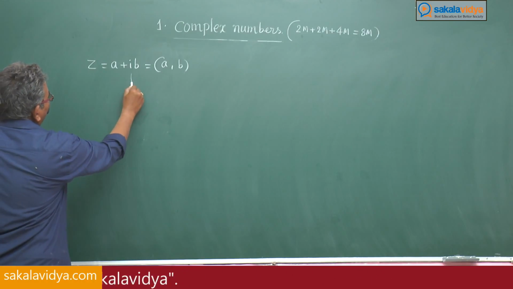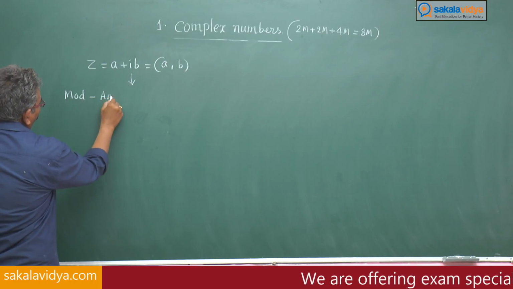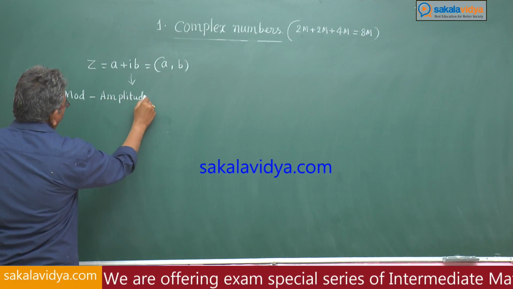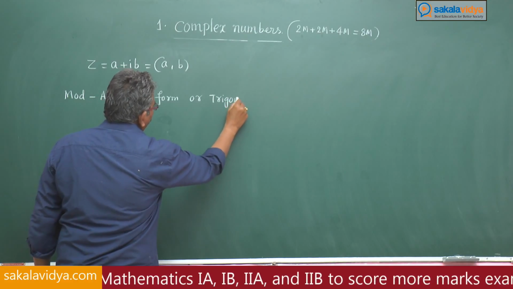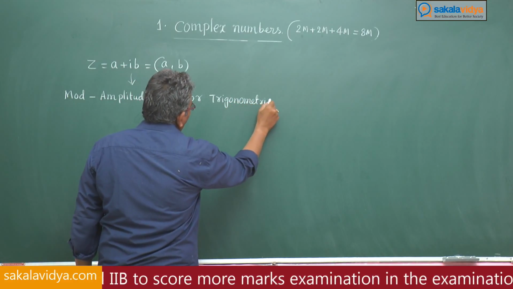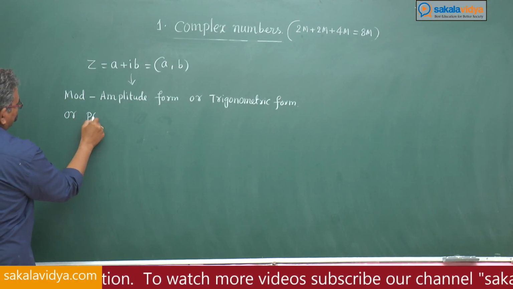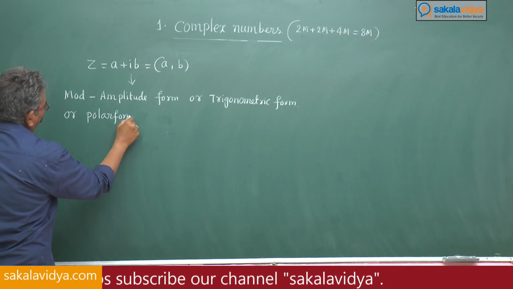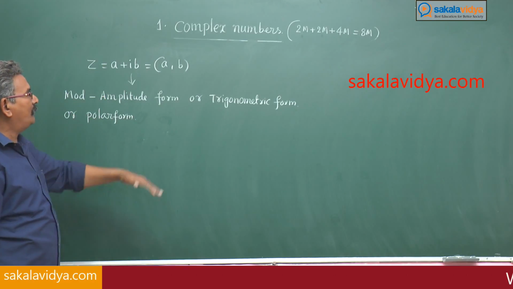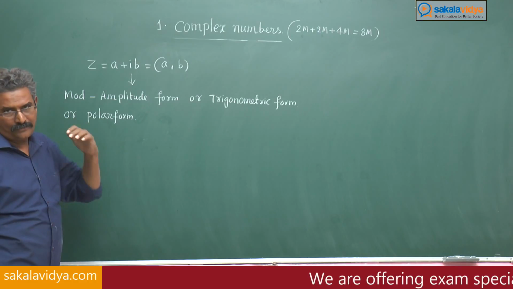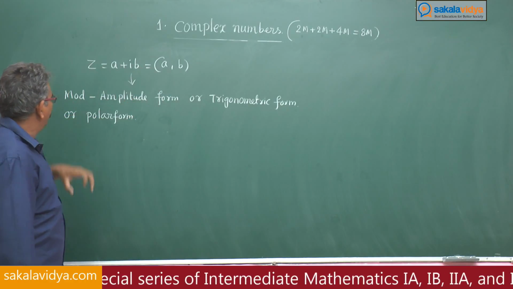So how do we change this? There is the mod amplitude form, or trigonometric form, or polar form. That means how to convert this a plus ib into mod amplitude form or trigonometric form or polar form. In order to change this Cartesian form into these other forms, we require two concepts.